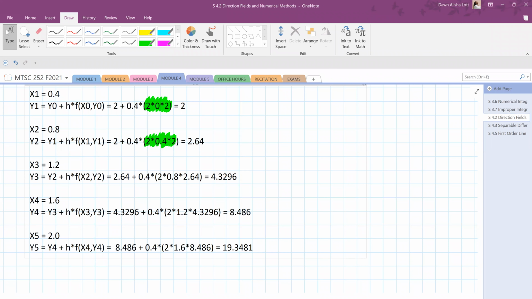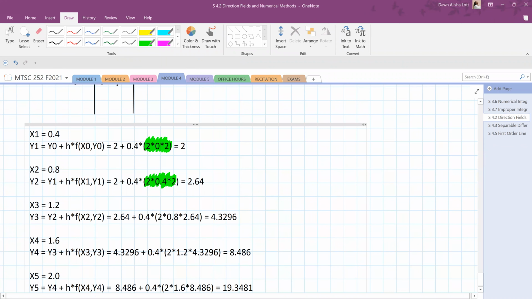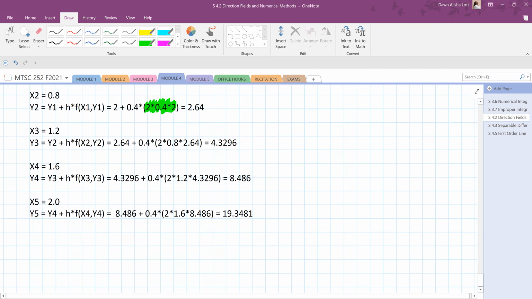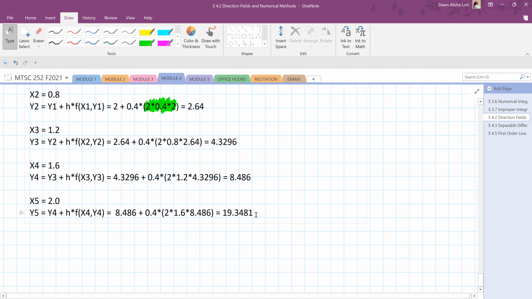That's 19.3481. Wow, that's big. Okay. Last one, x6 is equal to 2.4. y6 is y5 plus h times f of x5, y5.